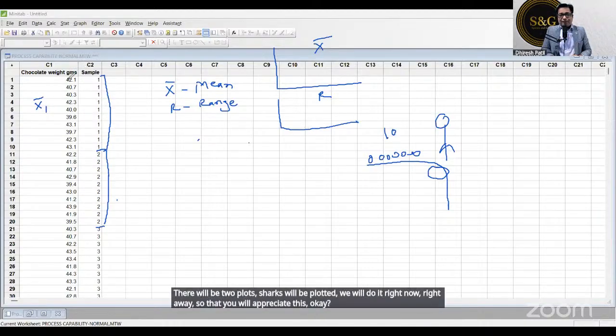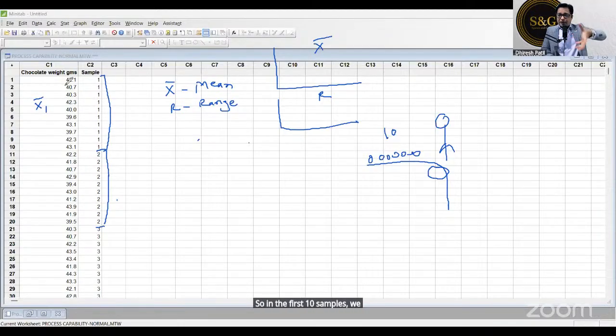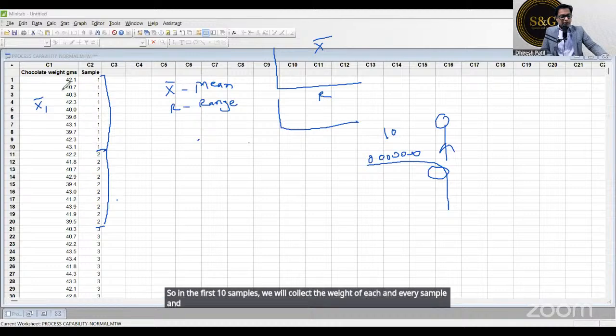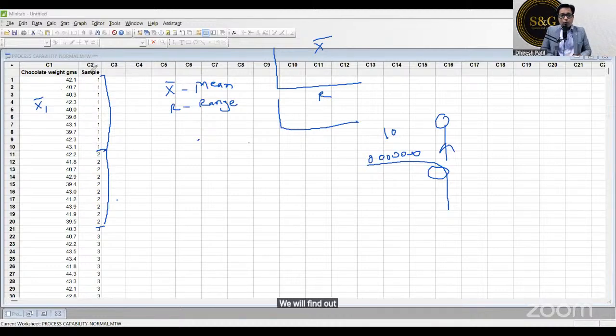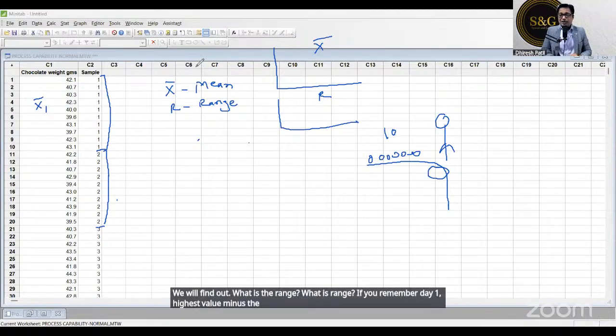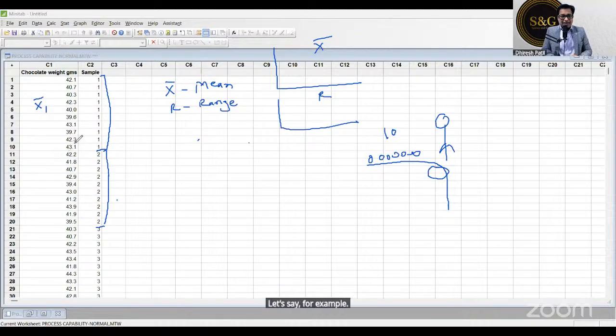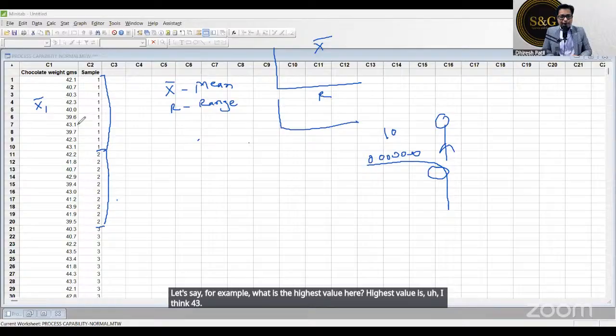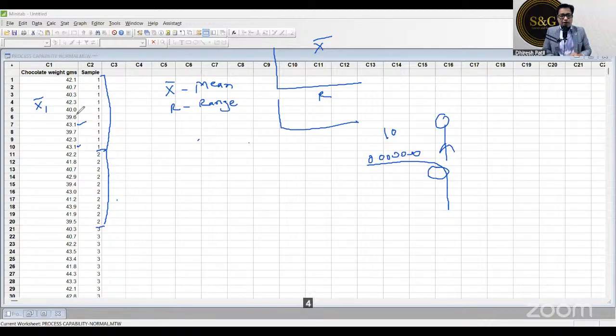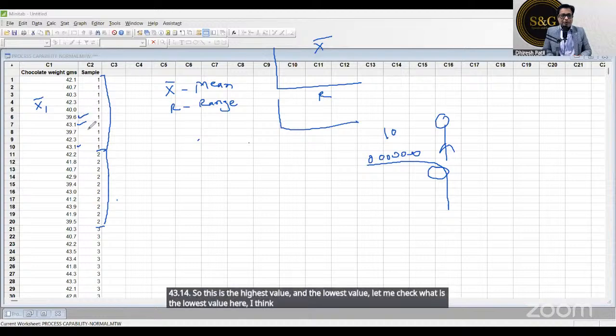In the first 10 samples, we will collect the weight of each and every sample, and then we will find out the range. What is range? If you remember day 1, highest value minus the lowest value. That is called the range, right? So here we will find out the range. Let's say, for example, what is the highest value here? The highest value is, I think, 43.1. It is coming twice, 43.1. And the lowest value, let me check. I think 39.6 seems to be the lowest value out of these 10 values.